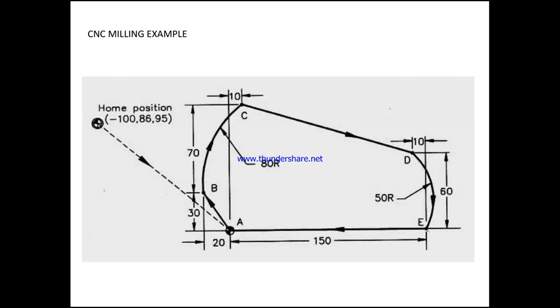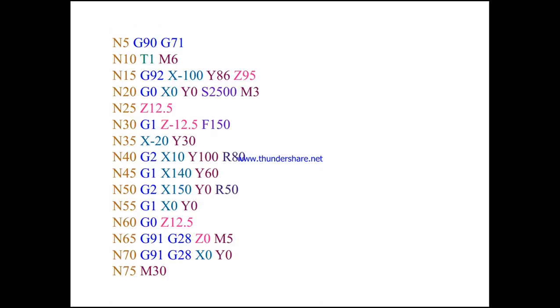Now we have CNC milling. We have another example of CNC milling here. This is the program for it, where we have N5, G90, G71. What exactly this is, we'll see in the diagram here.